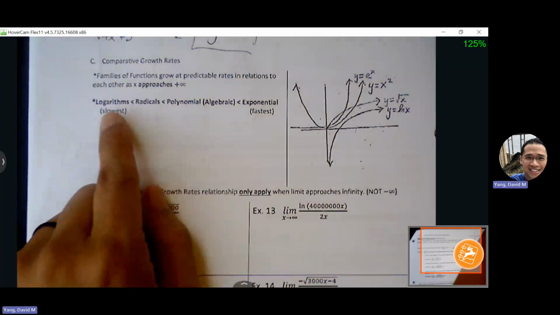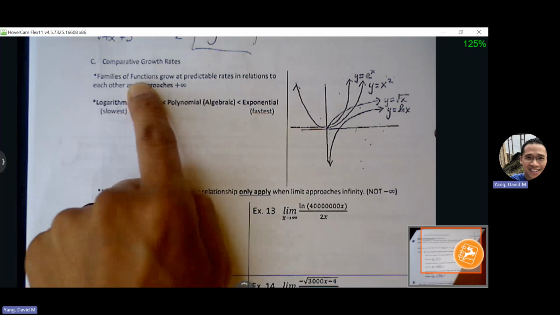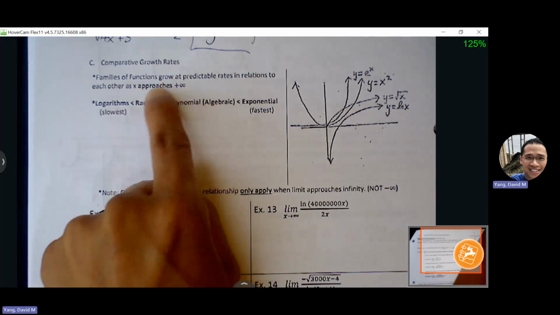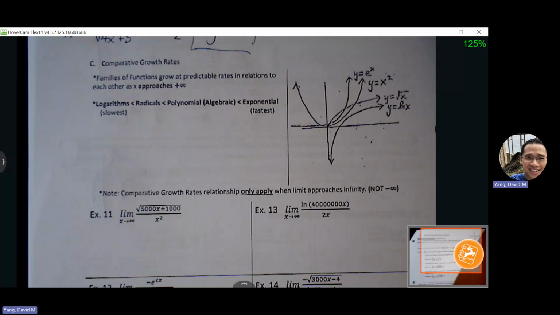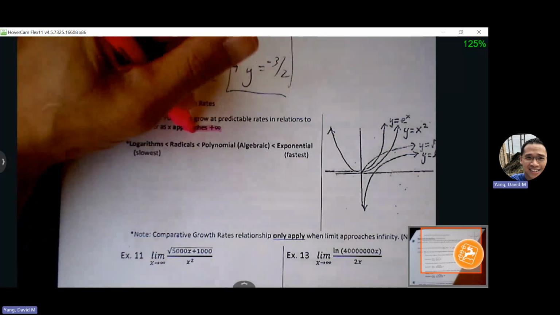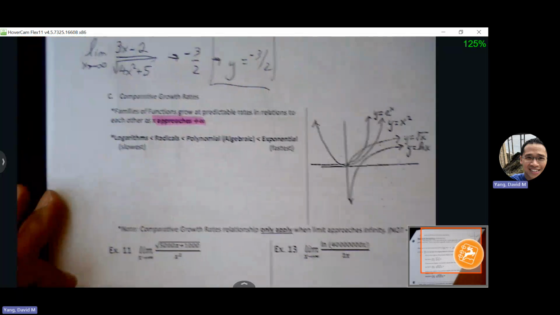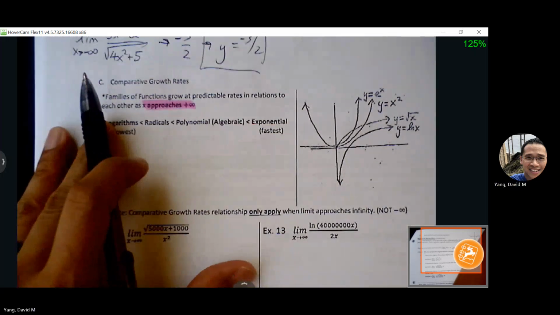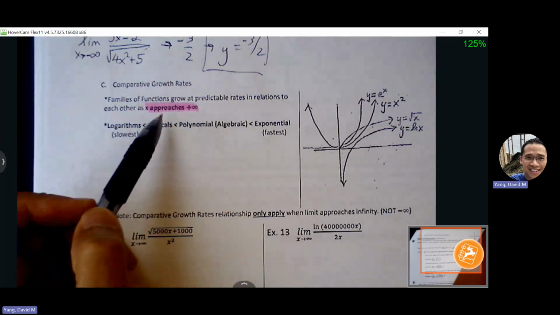So comparative growth rates indicates that families of functions grow at predictable rates in relation to each other only as x approaches infinity. So that's important. This relationship breaks down if we go left, but if we approach infinity, then we have these nice predictable behaviors between these graphs. So again, this only works if we're approaching infinity.